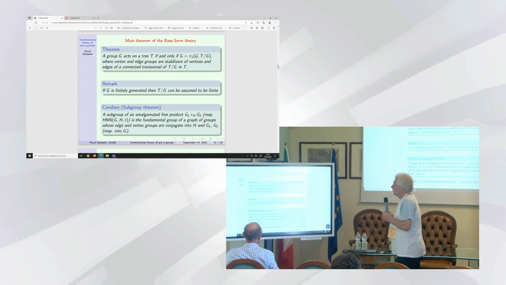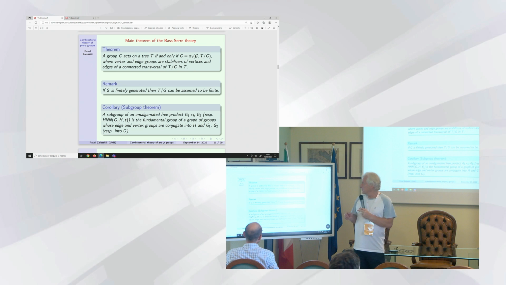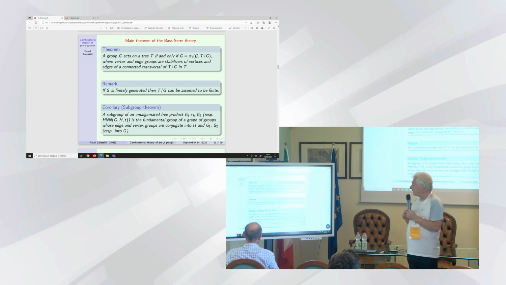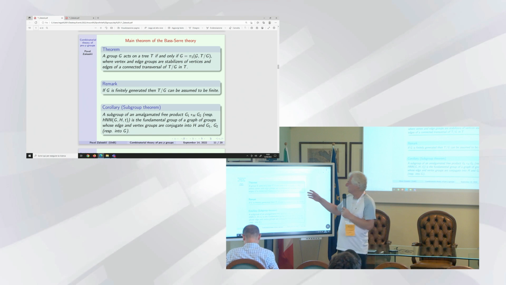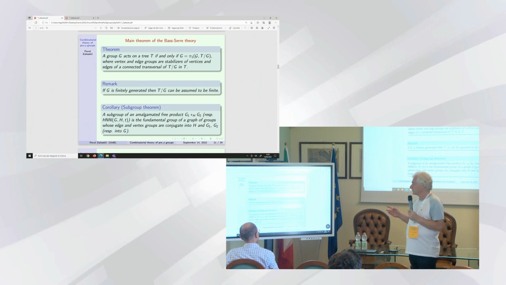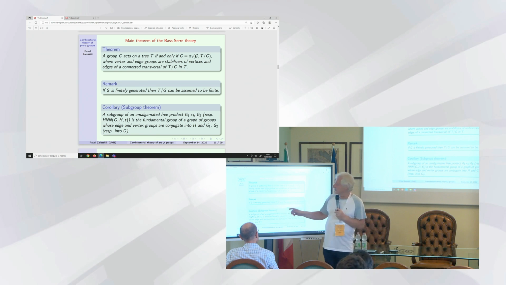All right. It says the following: that group G acts on a tree if and only if G is the fundamental group of a graph of groups where edge groups and vertex groups are actually stabilizers of vertices and edges of the group that acts on a tree. All right. And the important remark is that in the abstract case, if G is finitely generated, then T mod G can be assumed finite.